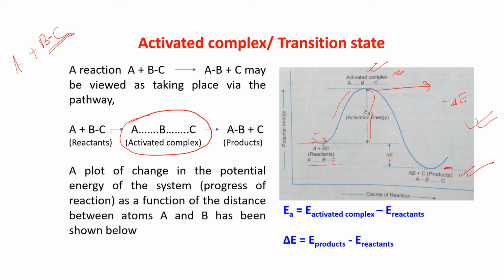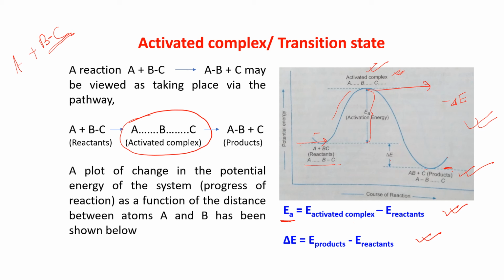Now minus delta E means energy comes out in the form of heat, and as it is a minus value, this reaction is an exothermic reaction. See here, activation energy is equal to the energy of the activated complex minus the energy of the reactant. In another way, you can say threshold energy minus energy of the reactant, because the energy of the activated complex is equal to the threshold energy. And delta E is equal to the energy of the product minus the energy of the reactant.